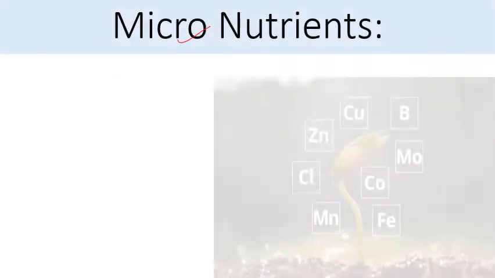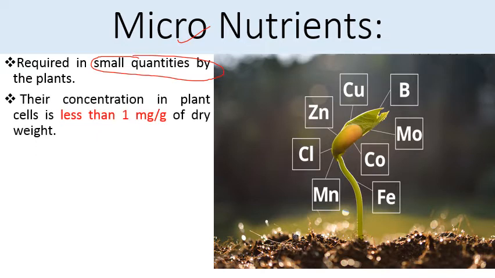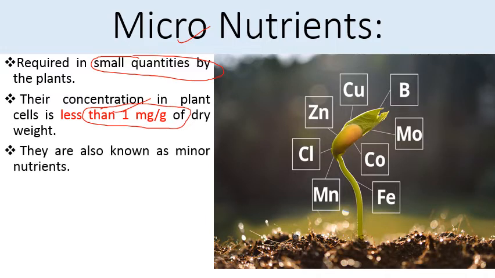Next comes micronutrients. These are the nutrients which are required in small quantities by the plants. Their concentration in plants is less than 1 milligram per gram of the dry weight. So nutrients whose amount is less than 1 milligram per gram of dry weight present in the plant are kept under this category, that is micronutrients. These are also known as minor nutrients.